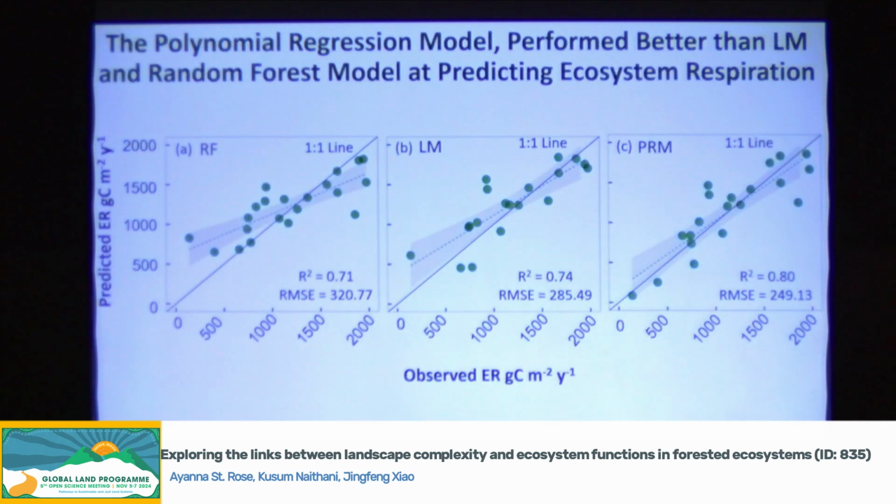So when we added mean annual precipitation and beetle Shannon diversity, we saw that the predictive capability increased. In the random forest, there was a little bit of over-prediction on the lower end and under-prediction on the upper end, which was surprising because a lot of literature used random forests when it comes to modeling ecosystem respiration. And the polynomial regression model did the best.